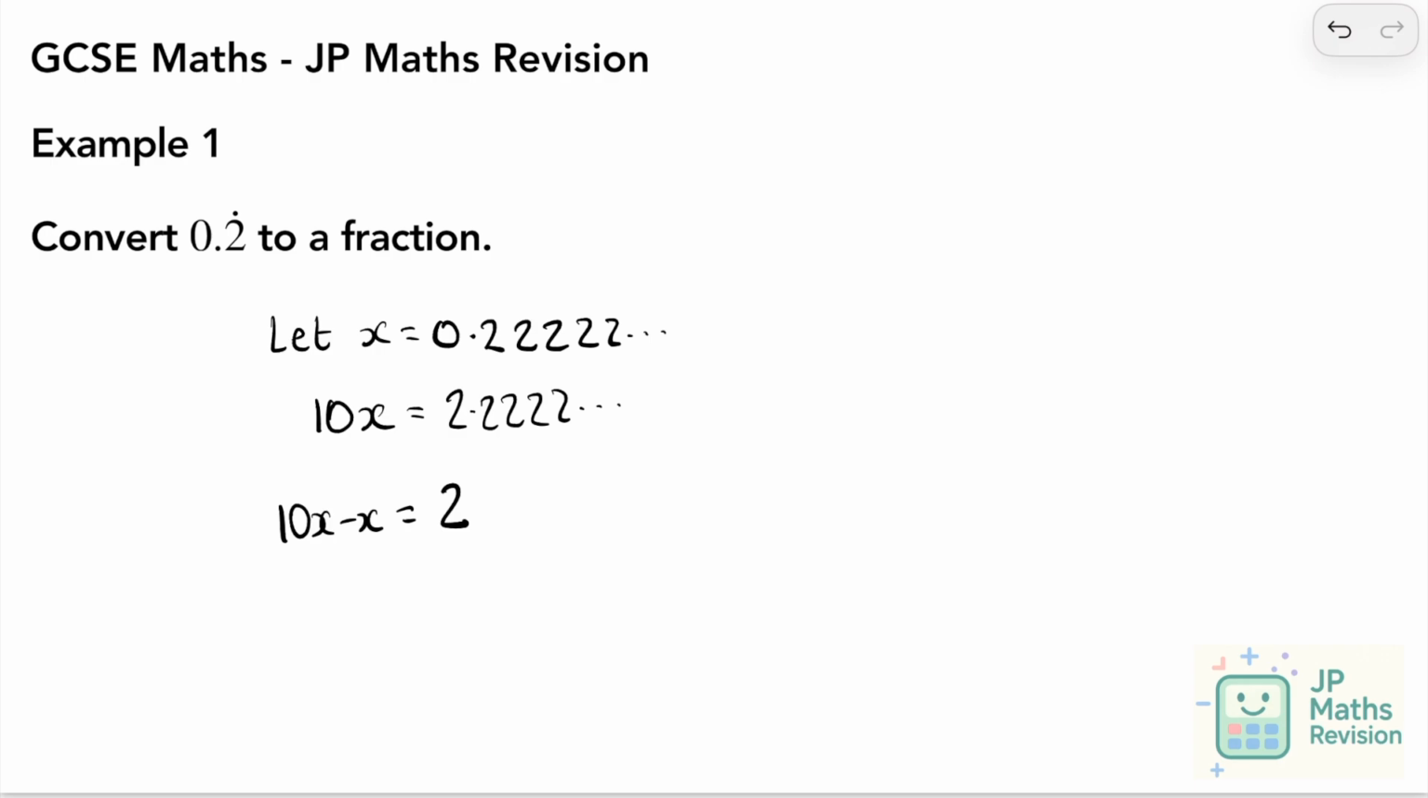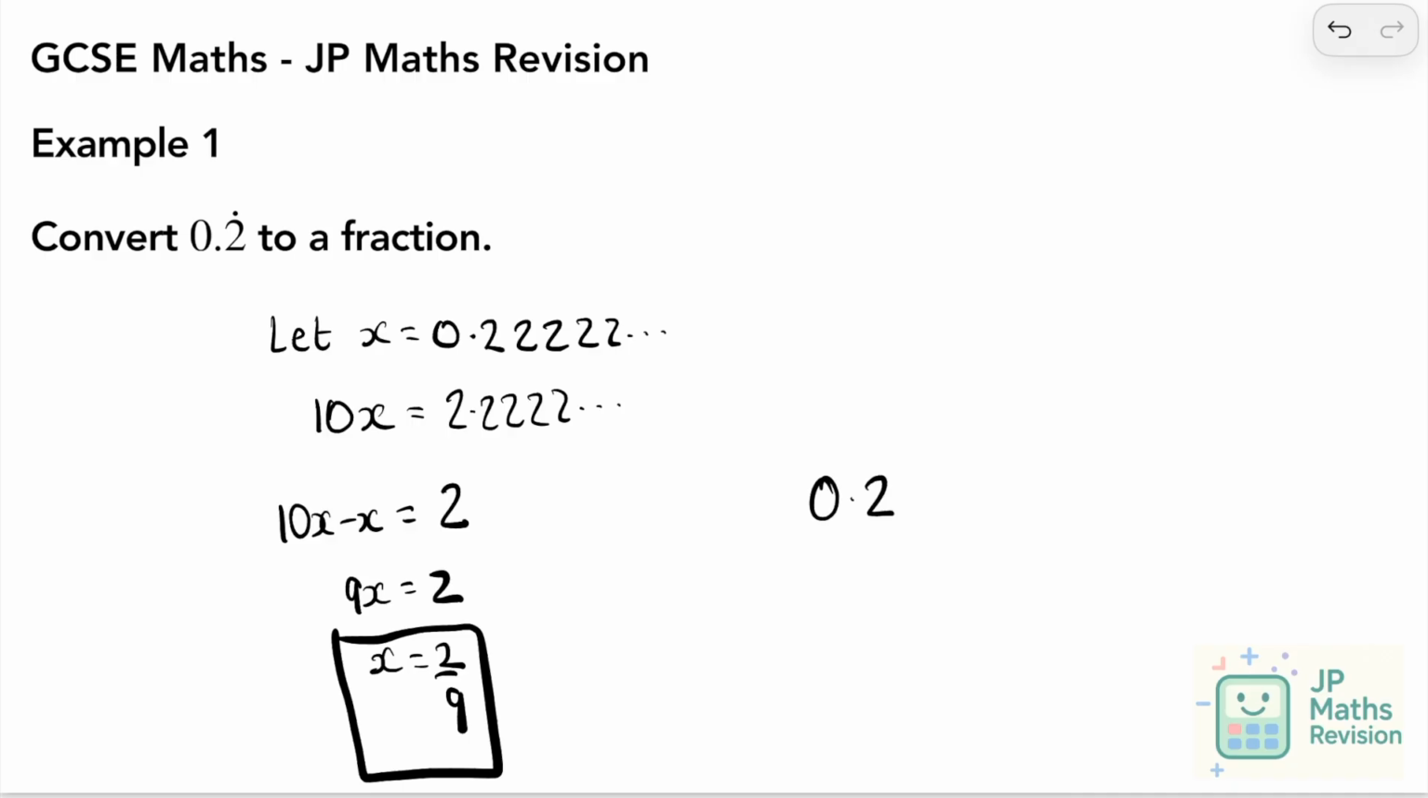We now have 10x take away 1x, so that's 9x equals 2. If 9x equals 2, that means x is going to be 2 over 9. So if x is 0.2 recurring and x is also 2 over 9, then we can say that 0.2 recurring must be equal to 2 over 9.